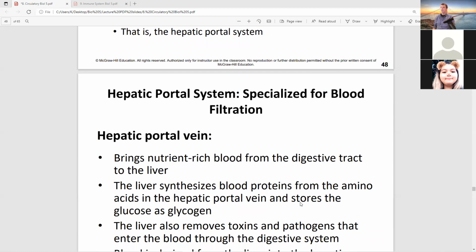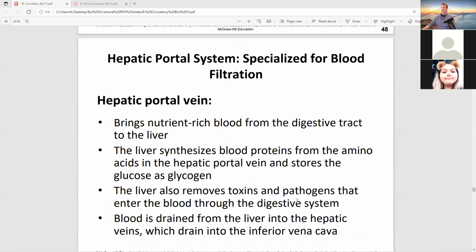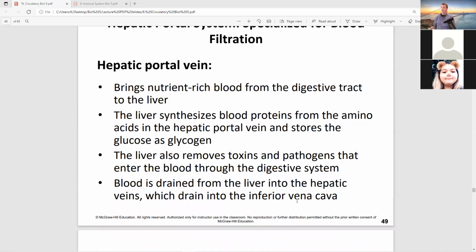So the hepatic portal system is specialized for blood filtration. The hepatic portal vein brings nutrient-rich blood from the digestive tract to the liver. The liver synthesizes blood proteins from the amino acids in the hepatic portal vein and stores the glucose as glycogen. The liver also removes toxins and pathogens that enter the blood through the digestive system. Blood is drained from the liver into the hepatic veins, which drain into the inferior vena cava.